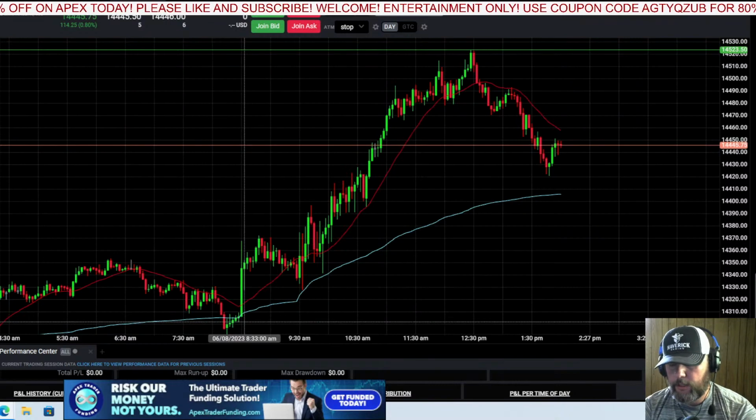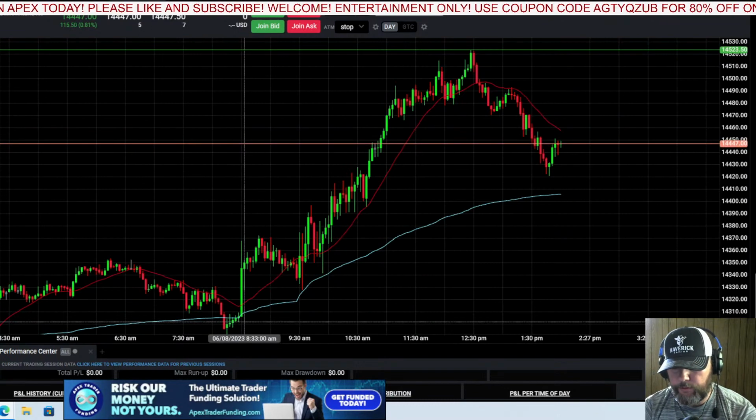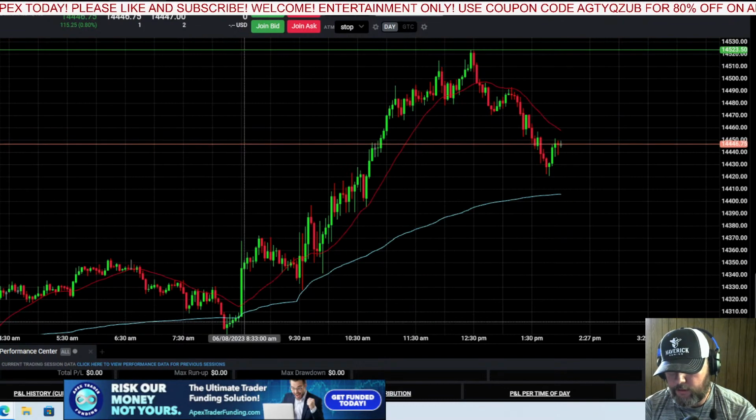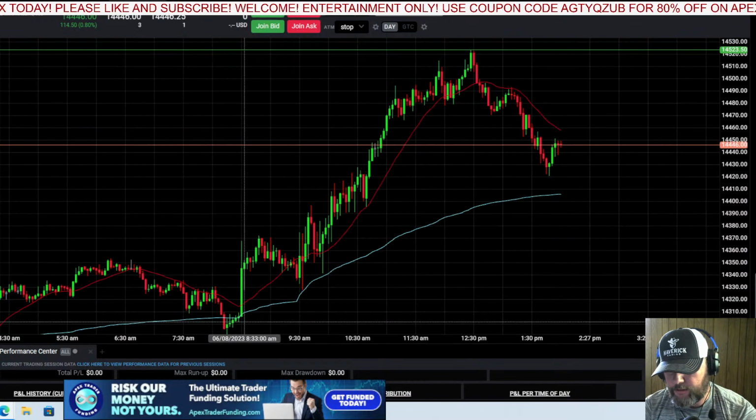All right, approaching 2 o'clock here at the top of the hour. Going to be looking for this ICT silver bullet setup between 2 and 3 here. That's kind of the strategy this afternoon. That's what we're going to be looking for.